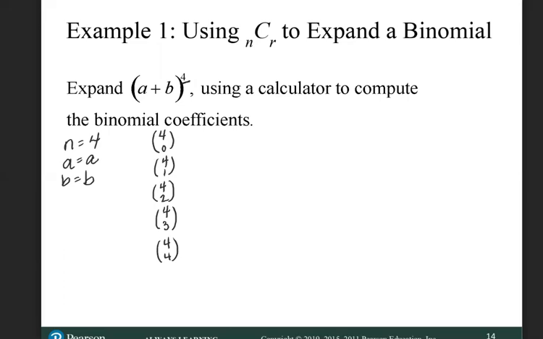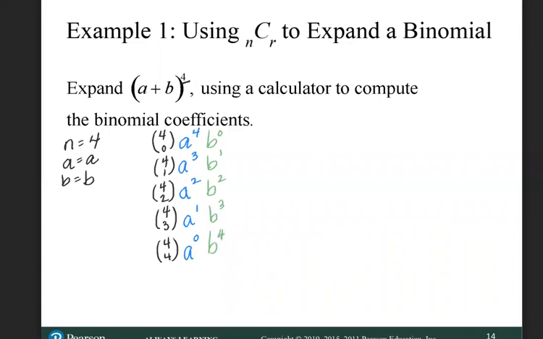And then I'm going to go ahead and fill in my variables at the same time. So a was my first term. I'm going to start with a to the 4th, a to the 3rd, a to the 2nd, a to the 1st. I'll write a to the 0, but we know that that just equals 1. And then we can do our b's, starting with b to the 0, to the 1st, to the 2nd, to the 3rd, to the 4th.